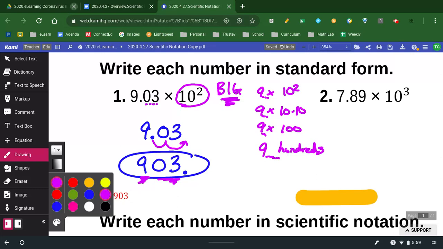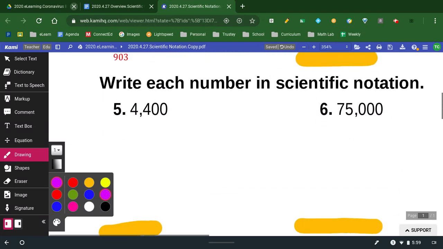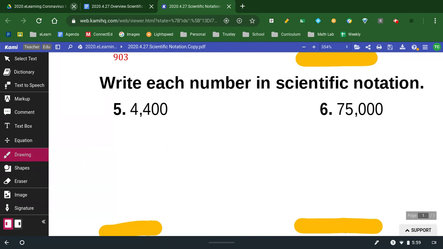As we return now, I'm going to go the other direction. Here, number 1, we started with scientific notation and went back to standard or normal form. Number 5 is going the opposite direction. We have the standard normal number, and we're going to write it in scientific form or scientific notation. Now, again, the first thing I ask myself, is this number big or tiny? And in this case, it is a large, large number.